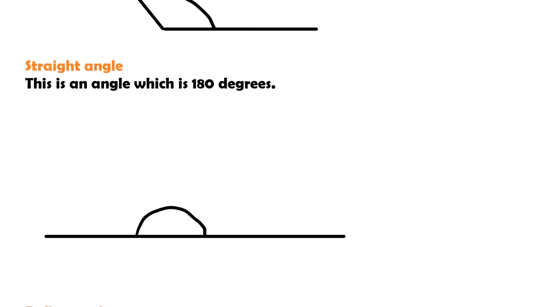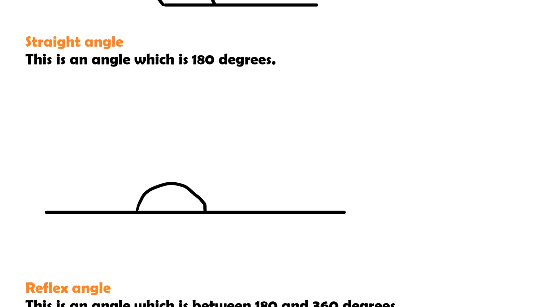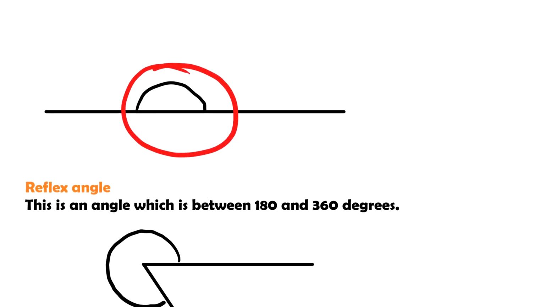The next one we're looking at is a straight angle. This is another unique one, an important one to understand. A straight angle has exactly 180 degrees. You'll also notice that it is half a circle, it's half a turn. So that's a straight angle.